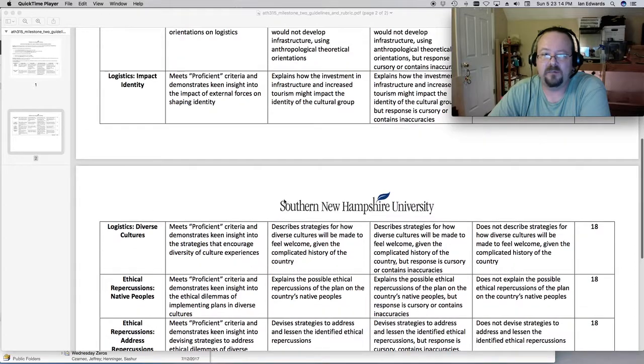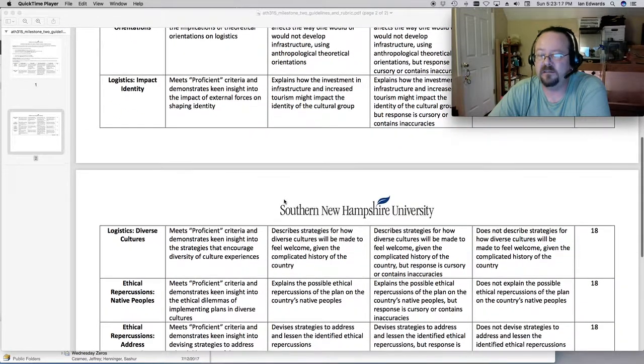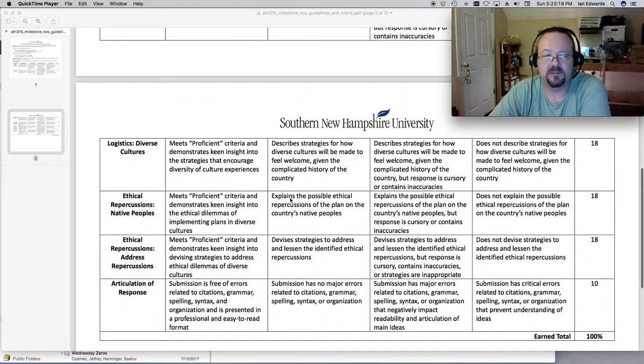So what I just outlined was kind of the logistics aspect of this Milestone 2, and the next key part is the ethical repercussions. Now, last week I included some valuable resources about ethics and anthropology, the standards by which we have to live and practice our professional responsibilities. Hint, hint, wink, wink, nudge, nudge. I would suggest checking those out because those might be mighty useful for this.